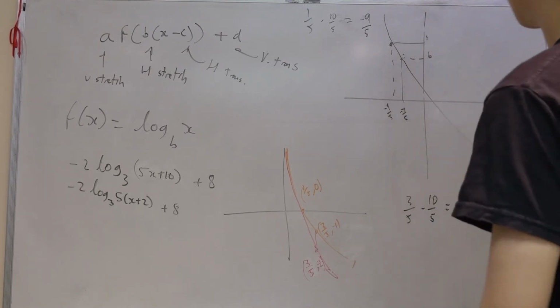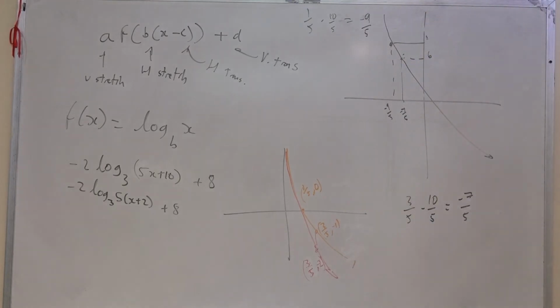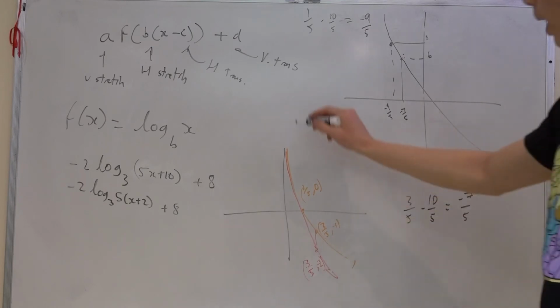Okay. Now, if you want, you can calculate the y and x intercepts. I'm not going to require that of you. I don't think it's necessary. The only thing that's left is to figure out where that vertical asymptote went.